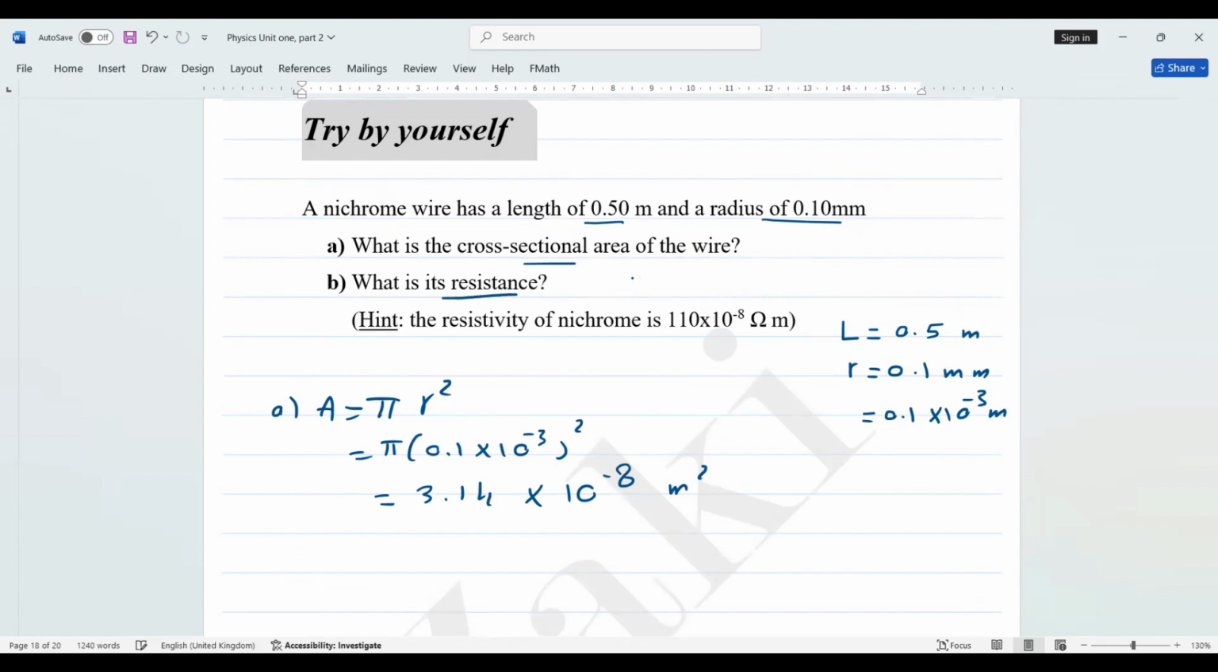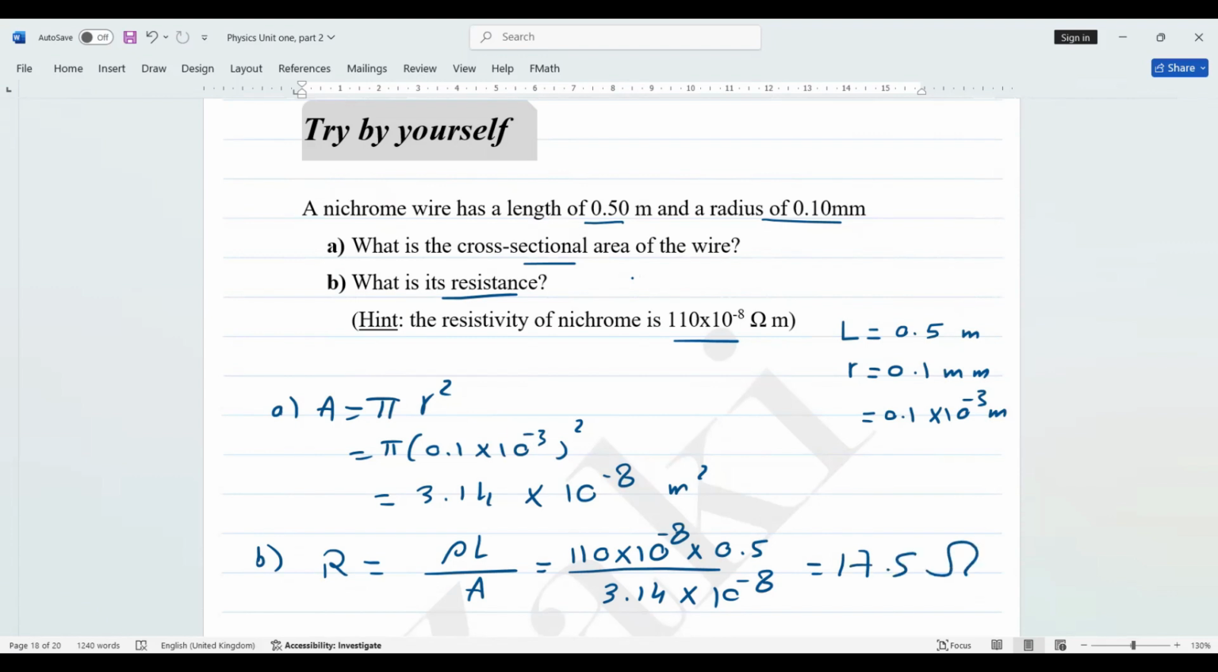What is its resistance? Part B. We need R. R equals what? Rho L over A. Rho is the resistivity. It's given here: 110 times 10 to the power negative 8. L is the length, 0.5, over the area, which is 3.14 times 10 to the power negative 8. Now, 110 times 10 to the power negative 8 multiplied by 0.5 divided by the answer. So the answer is 17.5. The unit is ohm.